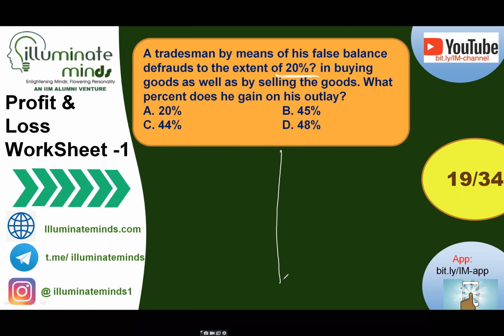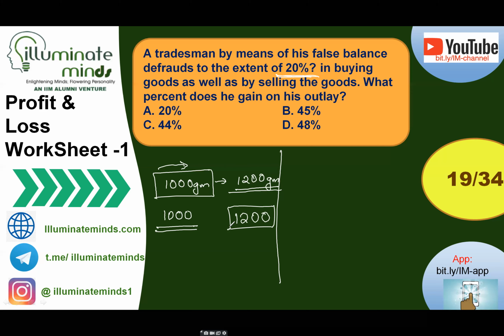So let's consider one side of the picture. While he is buying, the person who is selling thinks that I am selling 1000 grams, but he defrauds and makes him give 1200 grams for the same price as that of 1000 grams. So if the cost of 1 gram is equal to 1 rupee, that means he is making him pay 1200 rupees for 1200 grams, right?